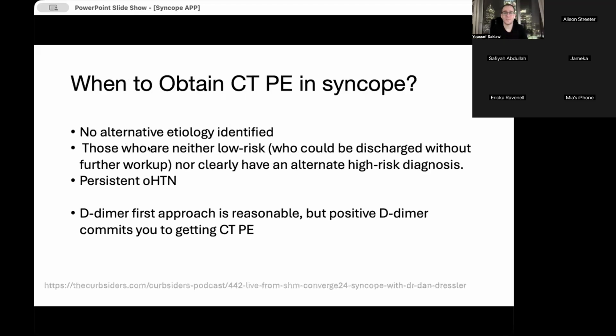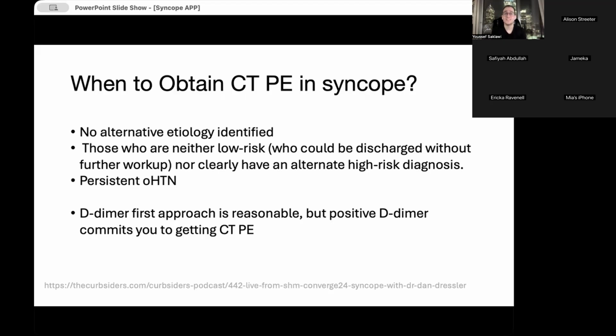So when should we obtain a CTPE in syncope? Usually it's when you don't have any other alternative. The patient is neither low risk nor very high risk, like the second patient who was potentially cardiogenic. You're like, okay, they're intermediate risk, they need to be hospitalized, and we need to find an etiology for this. If somebody has persistent orthostatic hypotension, because we're thinking, is this early shock? A lot of times you don't necessarily need to start with a CTPE.